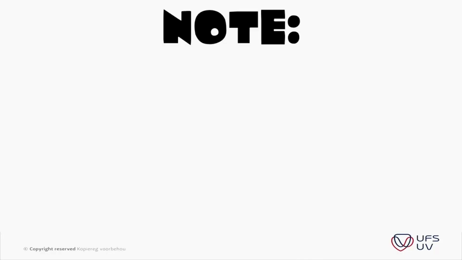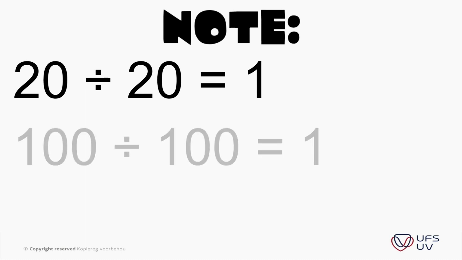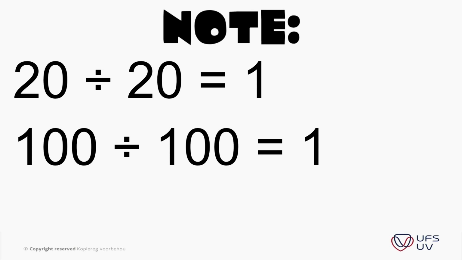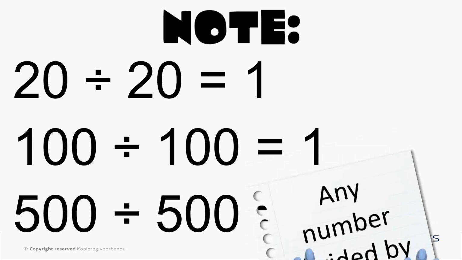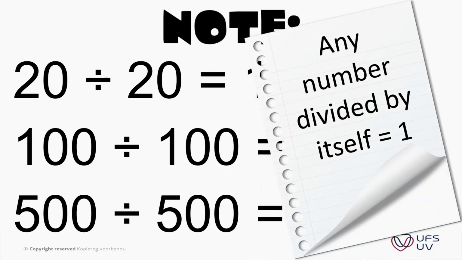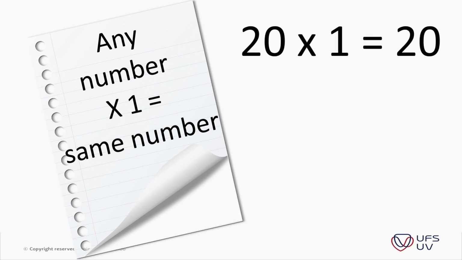You need to note the following. In mathematics, 20 divided by 20 is 1. 100 divided by 100 is also 1. 500 divided by 500 is again 1. Conclusion: any number divided by itself is 1. So it should be clear that any number multiplied by 1 is equal to that same number. For example, 20 times 1 equals 20.